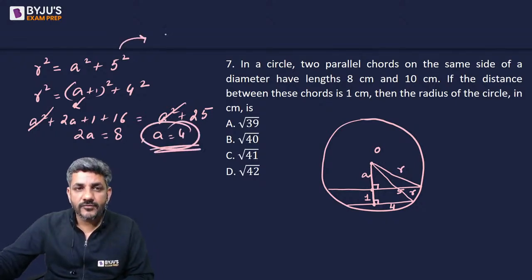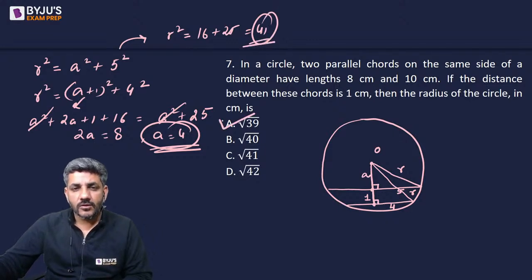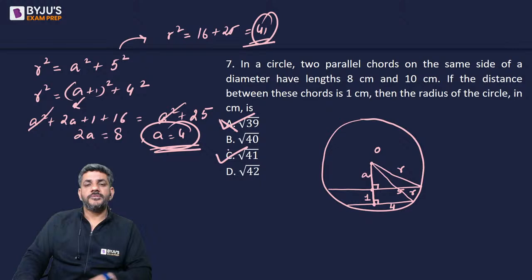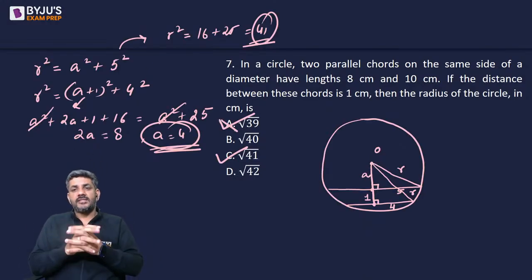And if a is equal to 4, then what is r square? It is 4 square plus 5 square, that is equal to 41. And if r square is 41, r is root 41. C option is the correct answer for this question. Yes, for question number 7, the correct answer is C.